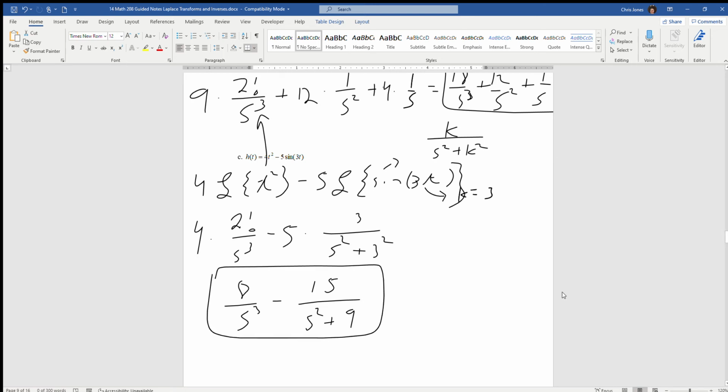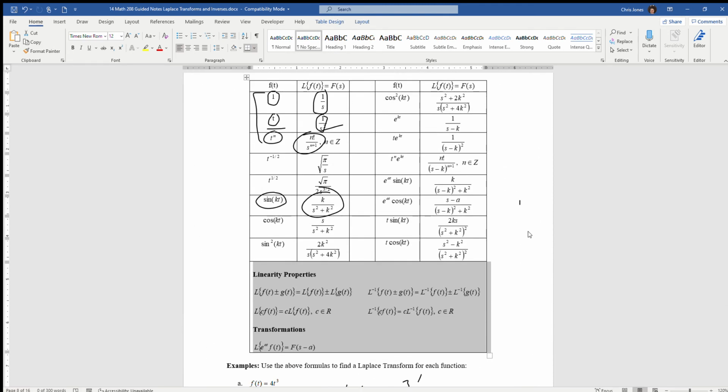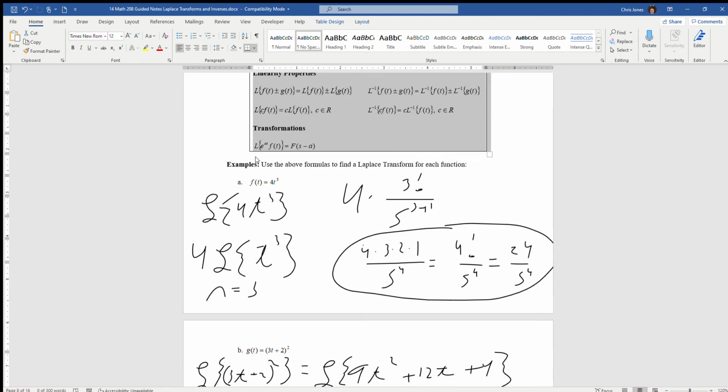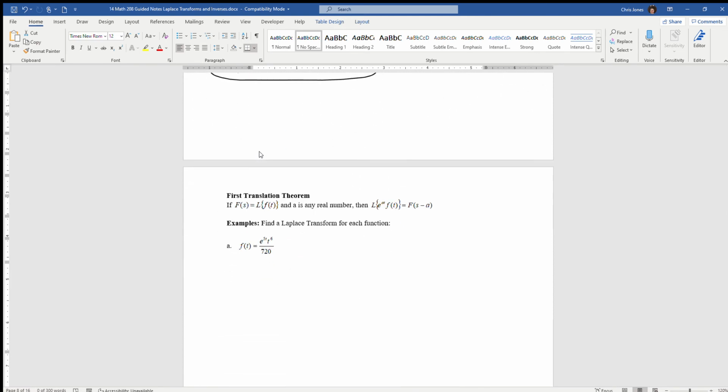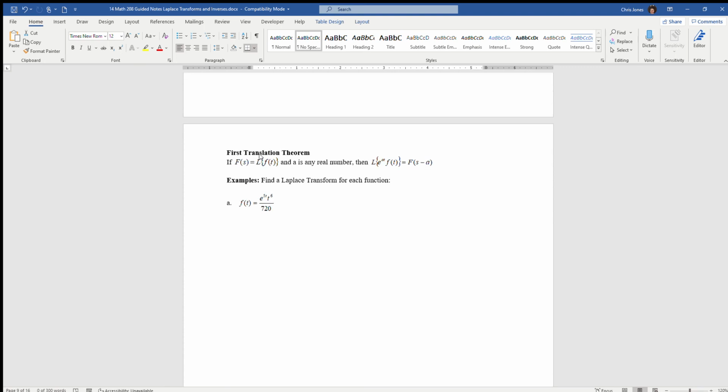They're not meant to be too difficult. The table is given to us, and most students do very well at finding the Laplace transforms. One final rule that we can implement is this translation theorem. Basically what this says is that if capital F is the Laplace transform of a function and a is any real number, then if we have e to the at times the function, we just find the Laplace transform, and instead of s, we plug in s minus a.